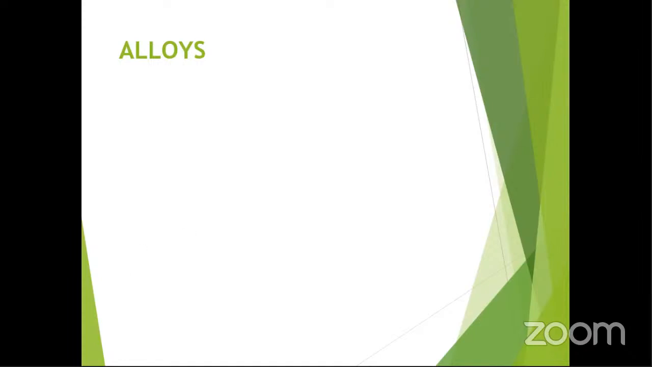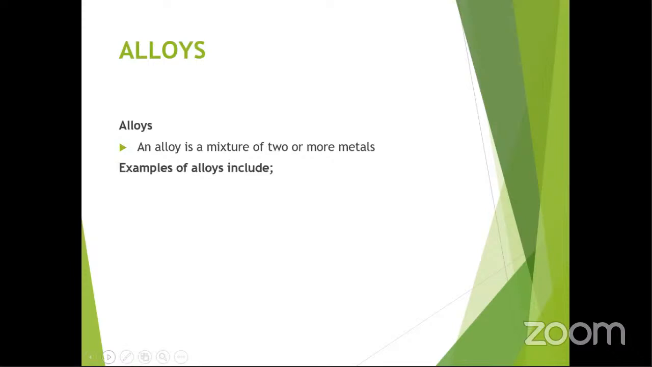So let's move on to talk about other things, and that is the examples of alloys. So we say that an alloy is a mixture of two or more metals. What are the examples? Can we give the examples of alloys? Let's utilize the chart. Examples of alloys.